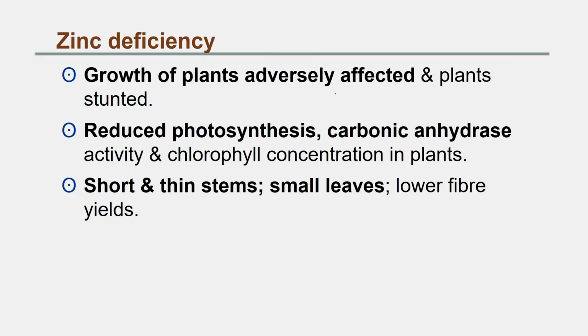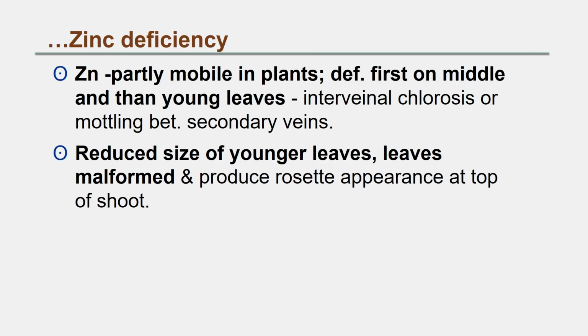So, what happens? Growth of plants is adversely affected and plants get stunted. Reduced photosynthesis, carbonic anhydrase activity and chlorophyll concentration are also reduced. And short and thin stems, small leaves, lower fiber yields. So, hence you can see that zinc deficiency can result in reduced growth as well as reduced fiber quality.